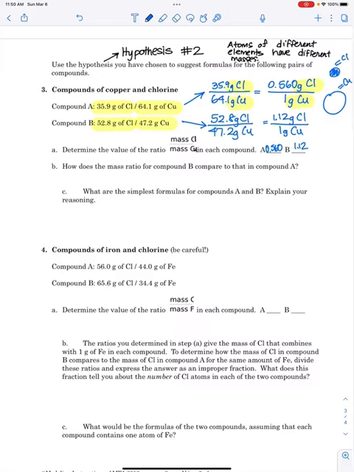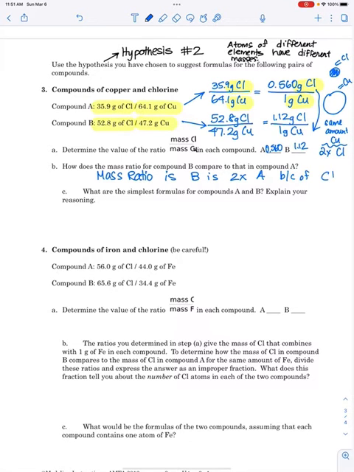How does the mass ratio for compound B compare to that in compound A? Well, if I look at this, I have the same amount of copper, but it looks like 2 times the amount of chlorine, right? From 0.56 to 1.12, that's multiplying by 2. So I would say the mass ratio in B is 2 times A because of Cl.